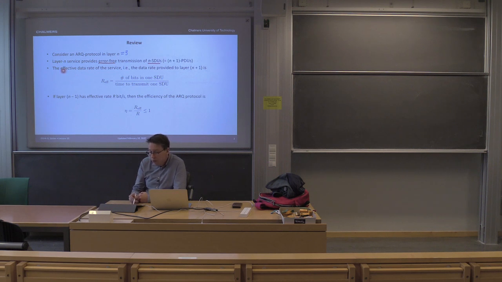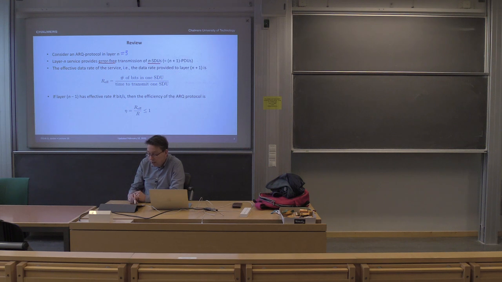Now, one way to measure how good of a job we do is to measure what's known as the effective data rate of the service. This is the data rate which layer 4, in this case, is experiencing. If we're layer 3, we provide a service to layer 4. So the data rate provided to layer 4 is the effective rate. It's the number of bits in a service data unit divided by the time it takes to deliver that service data unit. So it's the ratio of these two things.